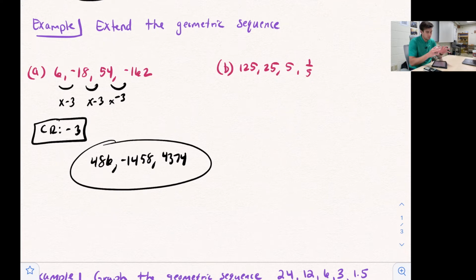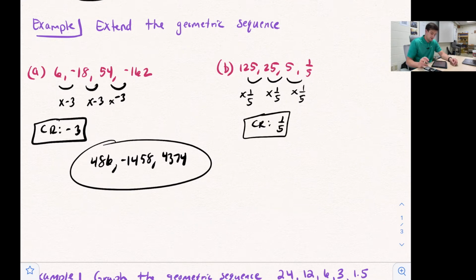All right, for B, notice that our values in our sequence are getting smaller. So we can think about division here, but remember, our common ratio is what we're multiplying by. So if we think, oh, I'm dividing by 5, well, what's the same thing as dividing by 5? Multiplying by 1/5. Okay, so that's what we need to identify as our common ratio, 1/5.